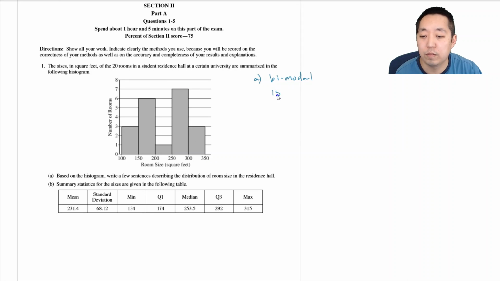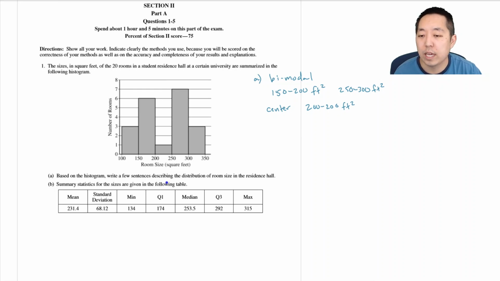One is centered around the 150 to 200 square feet range, and the other centered around maybe 250 to 300 square feet. You would say the median is about, well, since there's 20, the median is elements 10 and 11. So if you think of this as 9, this is number 10, and number 11's here. So the median would be the average between this value and this value, and so you would say the center is between 200 to 300 square feet.